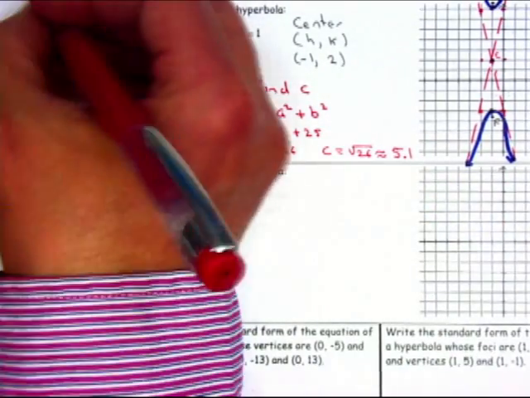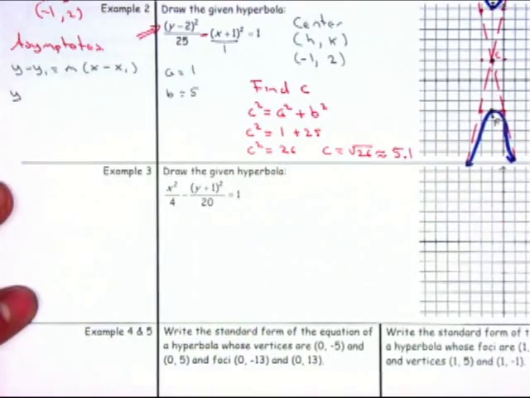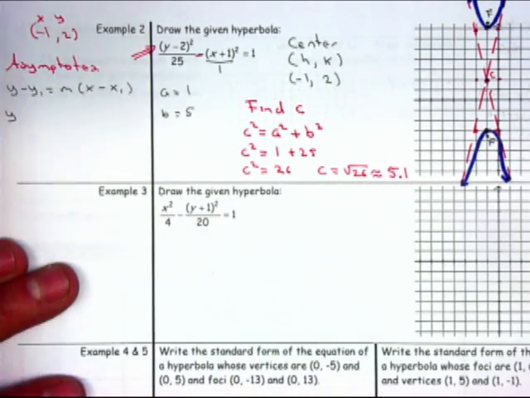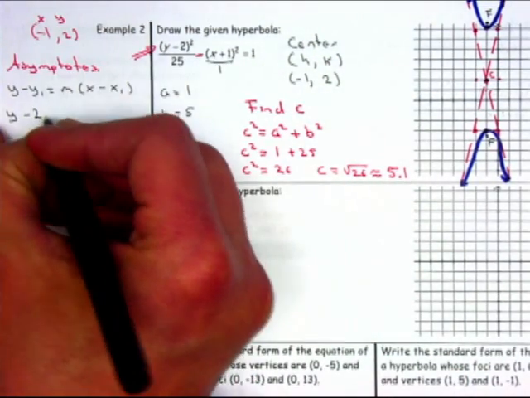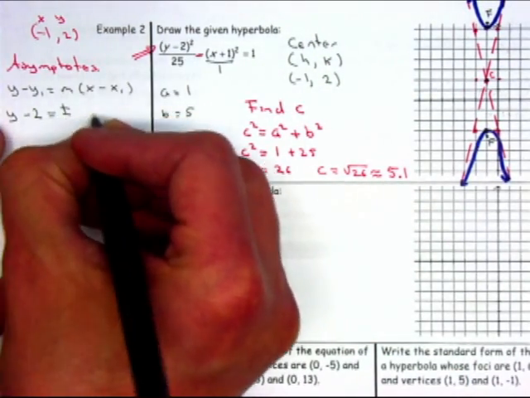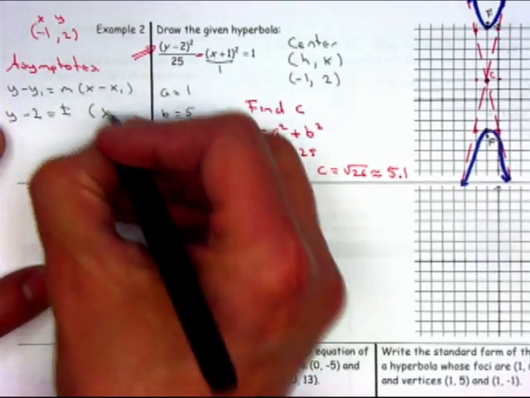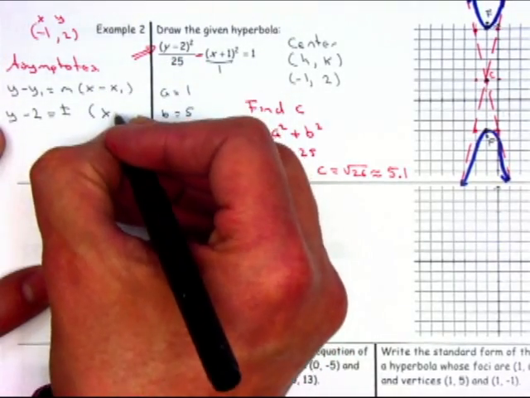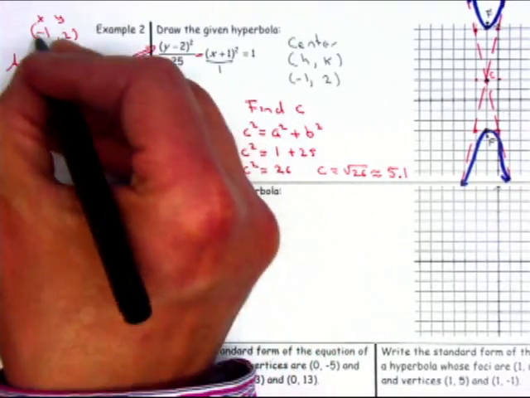And we are going to write it down as y minus 2 is equal to plus or minus your slope. I'll come back to the slope in a second. x, this is a -1. Remember, it's the opposite, so +1. Negative and negative is a positive.